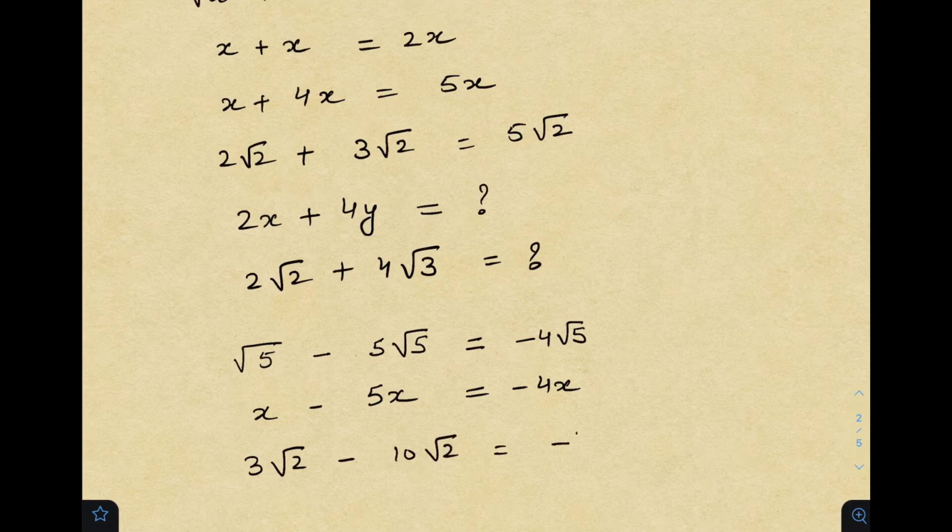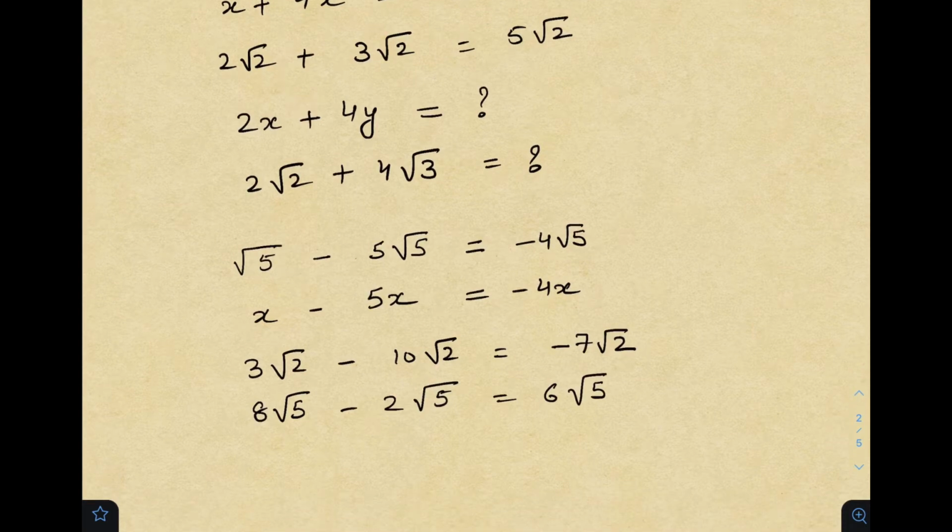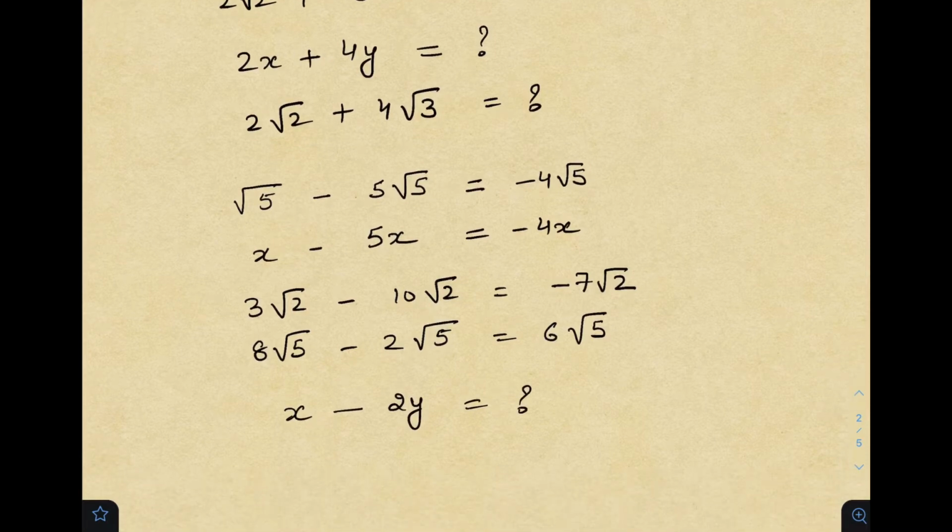Another example is 3 root 2 minus 10 root 2. What does it give? It gives me 3 minus 10, that is minus 7 root 2. What do I get if I subtract 2 root 5 from 8 root 5? So it is 8 minus 2, 6 root 5. Just like in algebraic expressions, your variable remains the same in irrational numbers.